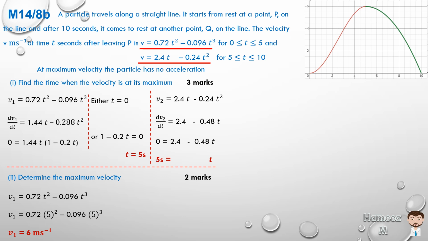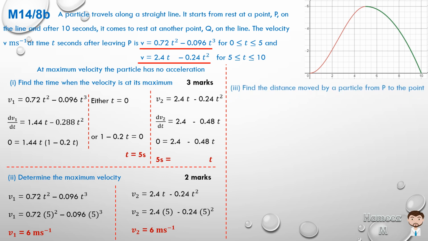And we don't need to do it for the second time interval, but we can do it as well just to show that v2 is equal to 2.4t minus 0.24t squared. And when we substitute with time is 5, it will give us 2.4 by 5, which is 12, minus 0.24 by 5 squared. And that works out to be 6 meters per second in the same case. And that is supported by our sketch.